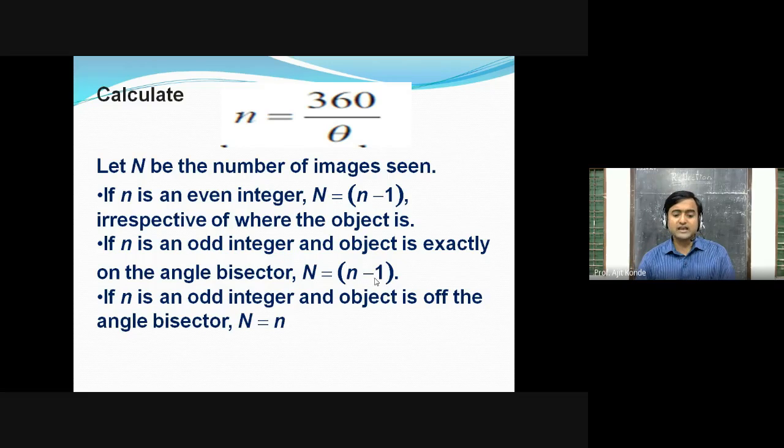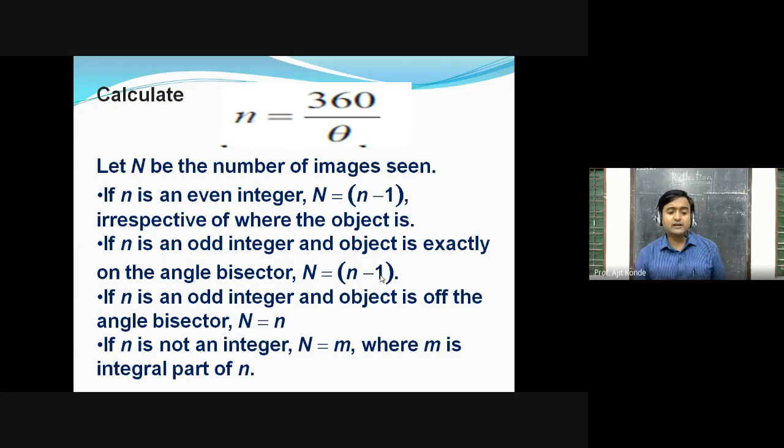And if n is an odd integer and the object is off the angle bisector, then capital N is equal to small n. और वो एंगल बाइसेक्टर पे नहीं है, ऑड आंसर आ रहा है, जो आपने एंगल बनाया उससे डिवाइड किया 360 से, और आंसर कम्स टू बी ऑड 1. Then the object is not on the symmetric, means angle bisector, तो उस टाइम पे हमें जो आंसर आएगा वही नंबर ऑफ इमेजेस होंगे. We will see the example of it.